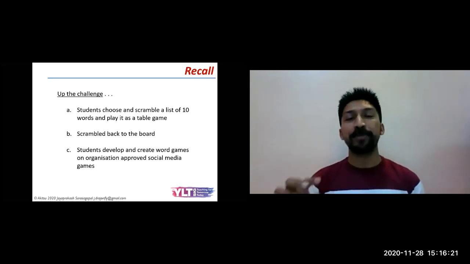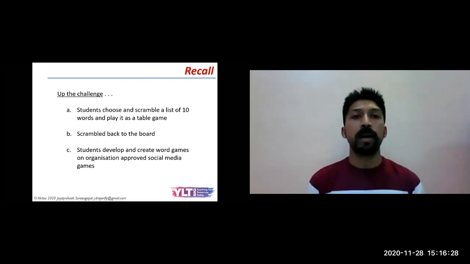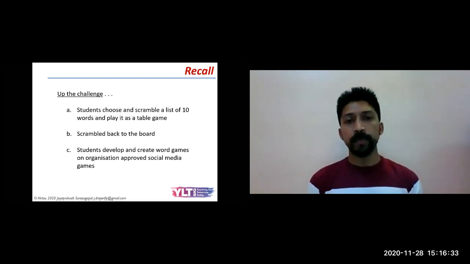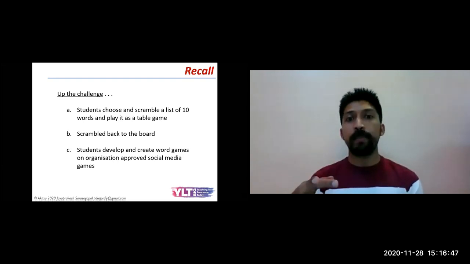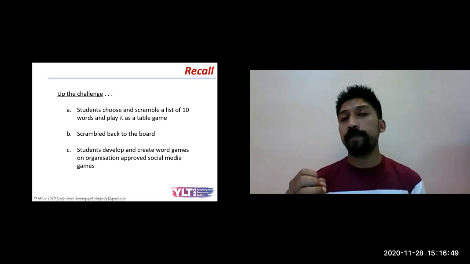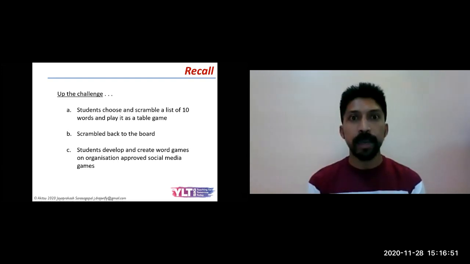Now, I will start off with A and B. When students get to choose the words and scramble them, or play scrambled back to the board, what happens is, if you move around any of these three in a different combination or permutation, without them realizing, the students then work with the form. And with back to the board, they also have to engage with meaning, because they will have to explain what the word is about.